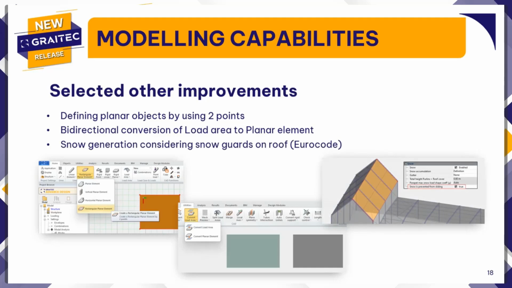Another new option is related to load according to Eurocode. Now we can consider that a given roof slope is protected against sliding of snow, like when using different kinds of fences on roofs. On the interface, it's just an option on the property list of load areas. It affects the generated loads on such roofs, as well as the snow load from sliding on lower roofs if they exist.